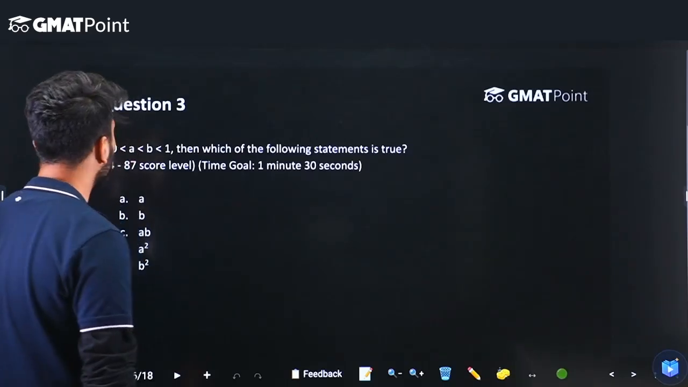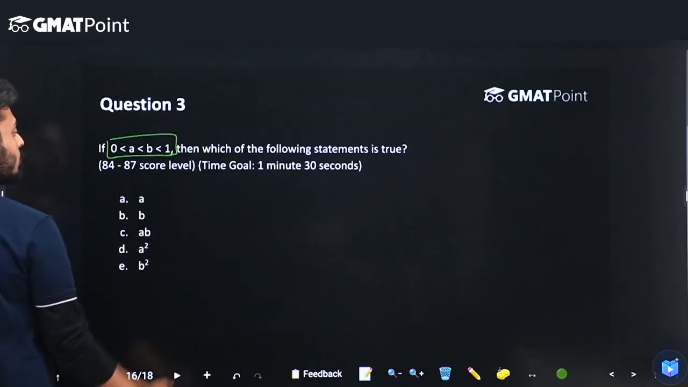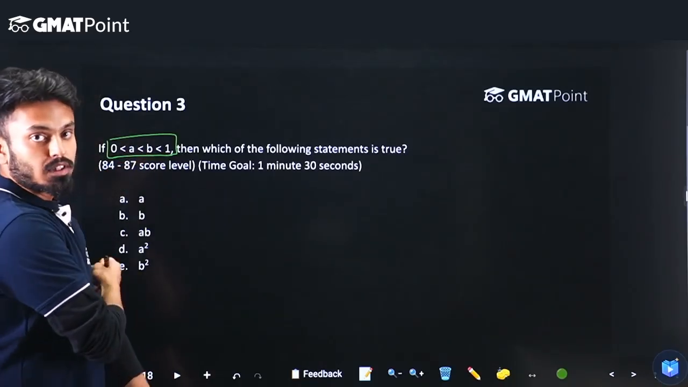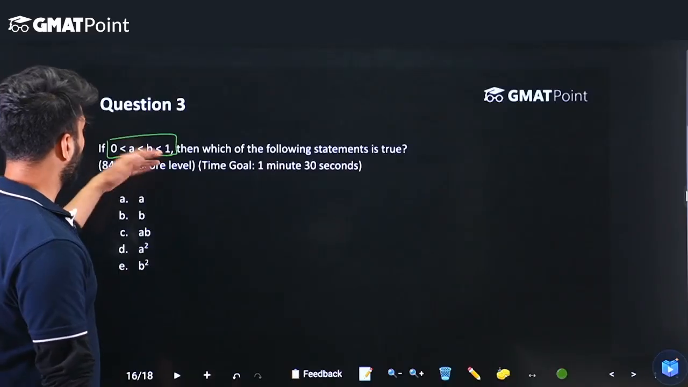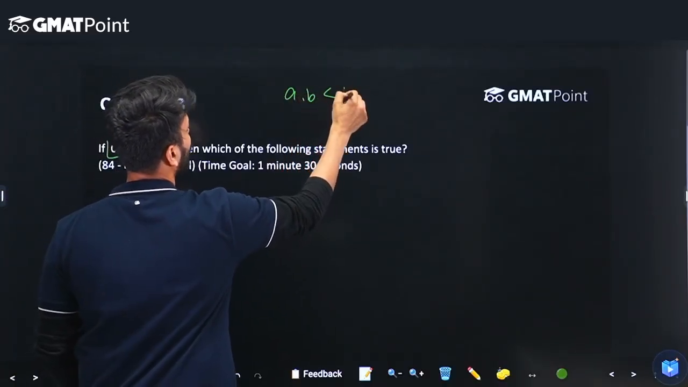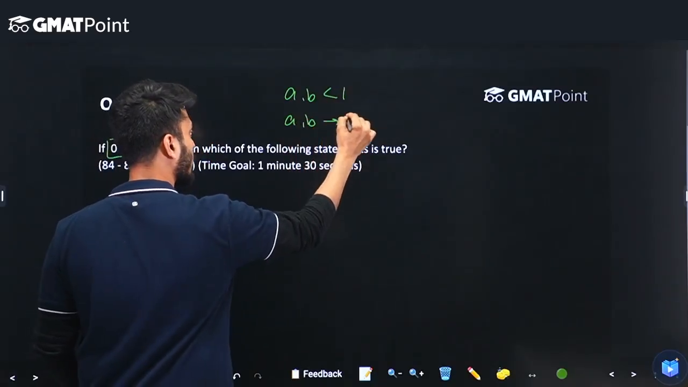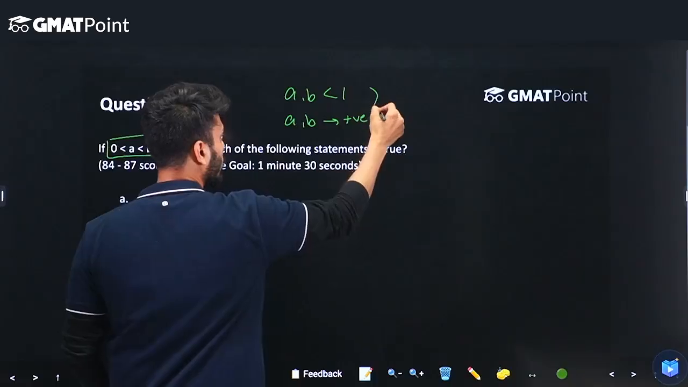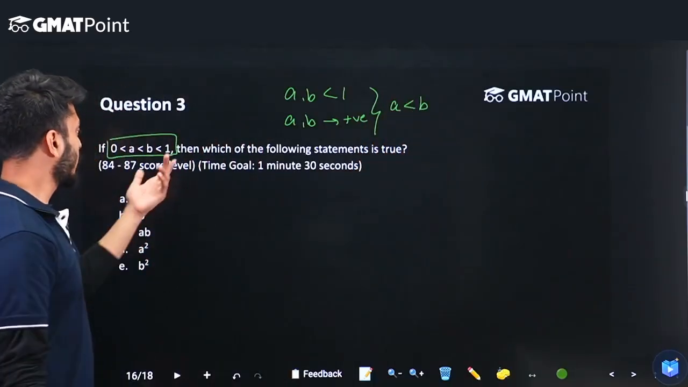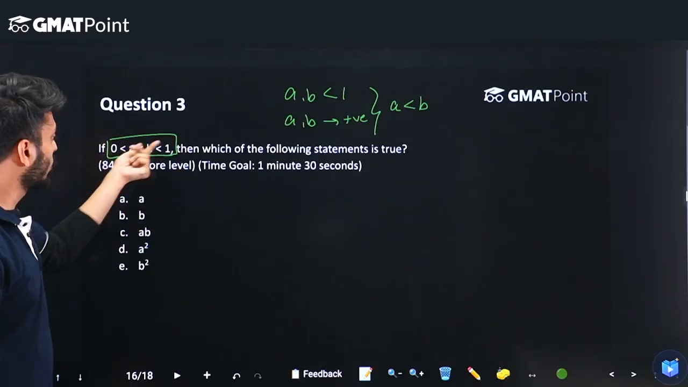Okay, let's get started. Here we are given this statement over here. We know that A is less than B, which in turn is less than 1, and A is greater than 0. So what do I know from this? I know that both A and B are less than 1. I also know that both A and B are positive. And I also know that A is less than B. This is basically just a breakdown of this statement right here. I've broken it down into 3 chunks.